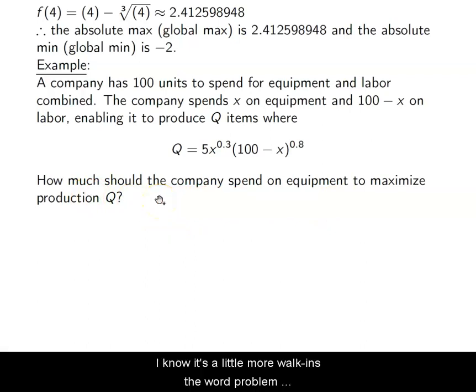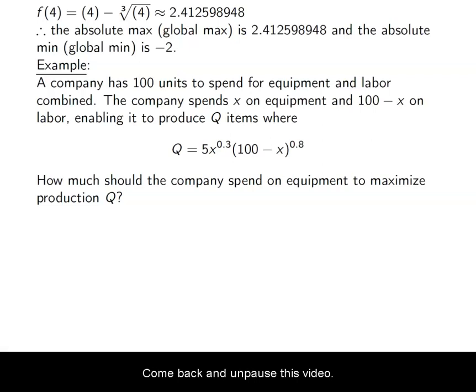So I know it's a little bit more involved because it's a word problem, but I think you should go ahead and pause this video and find the absolute maximum, right? So here they want to know how much should the company spend to maximize production. So find the value of X here that makes Q as large as possible, right? So maximize this function means to go ahead and use the closed interval method on this function. So go ahead and work on this and then come back and unpause this video and see if you get the same thing as us.